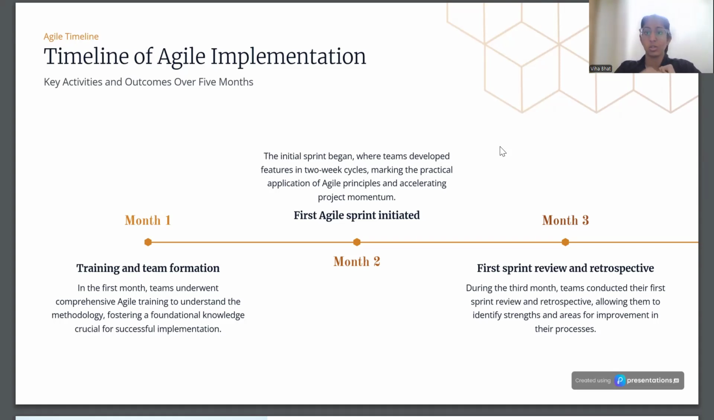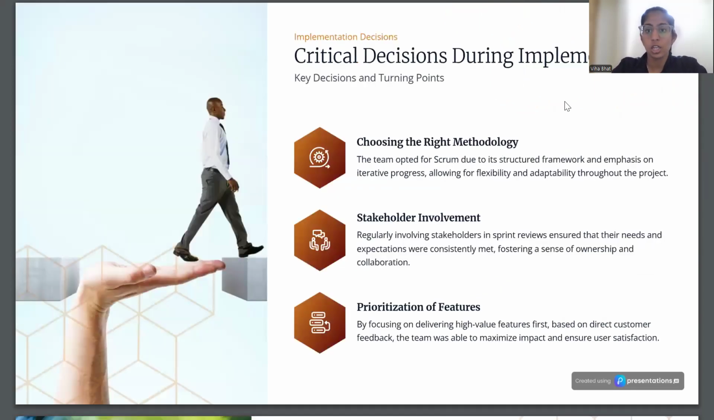So these sprints are going to keep on coming out, keep on moving forward till you actually get the final product out. Even after you get your final product out, you're going to have to think about how you can keep maintaining that product. Next is crucial decisions during implementation, as you can see here.